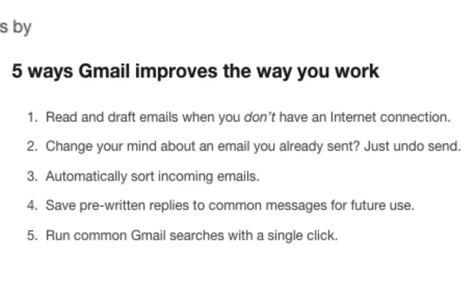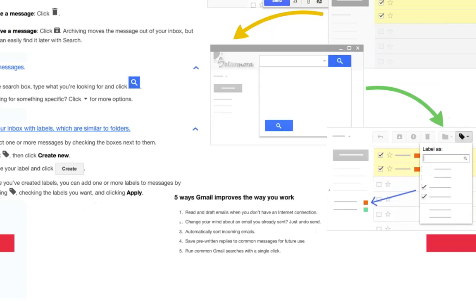Don't forget that. Also, there's a way to sort incoming emails in the settings. If you go through your filters, you can set this up if you want. There's also a way to set up pre-written drafts for common emails that you send to a lot of people in the future. And also, if there are some searches that you use all the time, there's a way to save these as well.